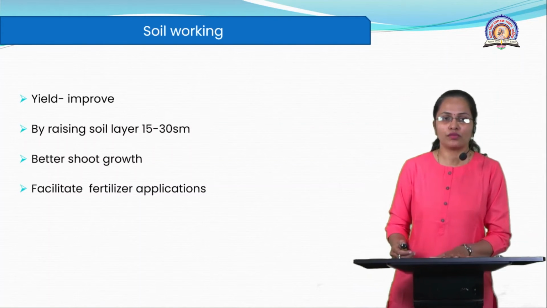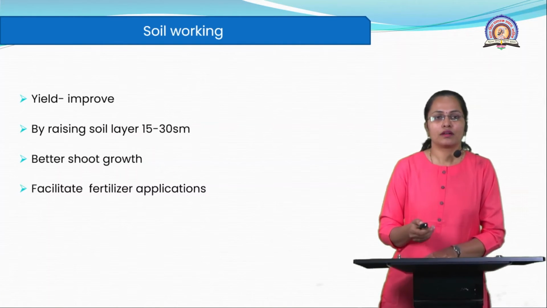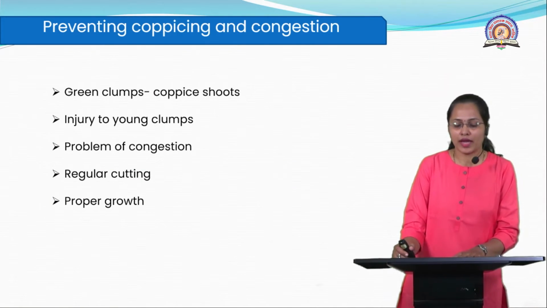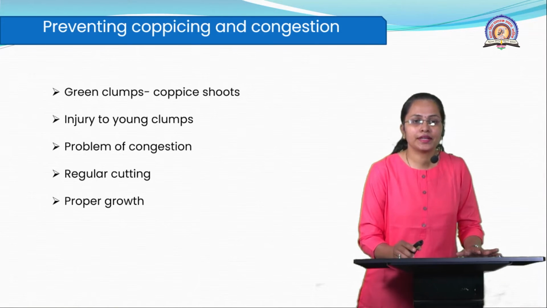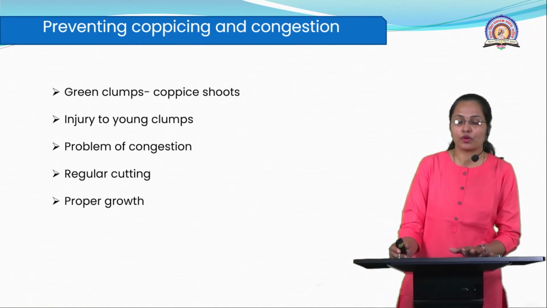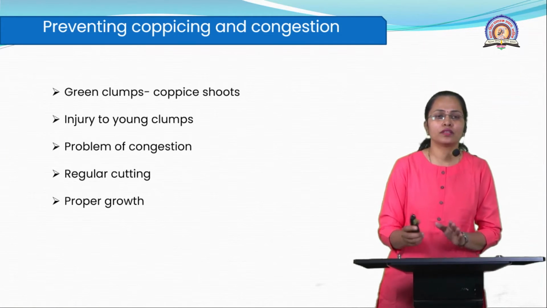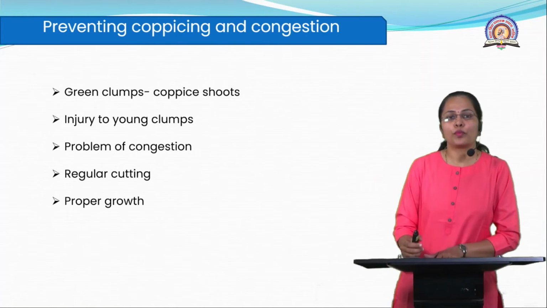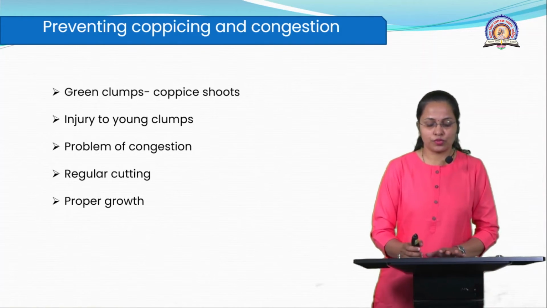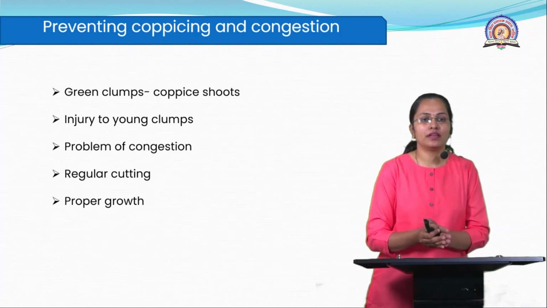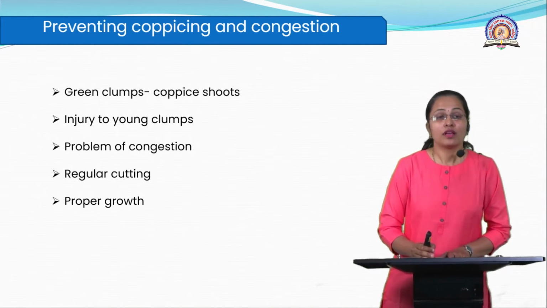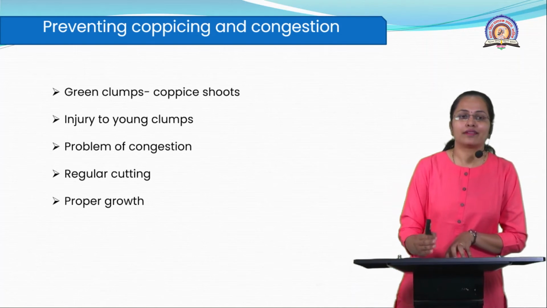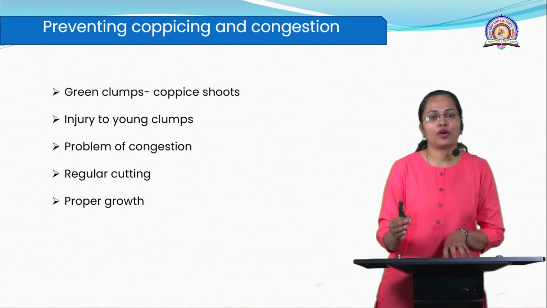This is about soil management and clump management. The next important thing is preventing coppicing and congestion. The green clumps of all ages produce coppice shoots. The clumps which are green and young have the ability to produce coppice shoots, and these coppice shoots are going to injure the young clumps, and therefore we have to remove these coppice shoots properly every year, regularly, in order to avoid the problem of congestion.